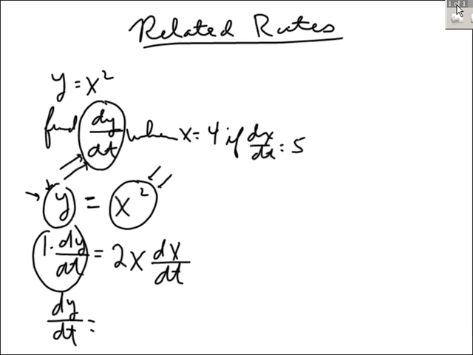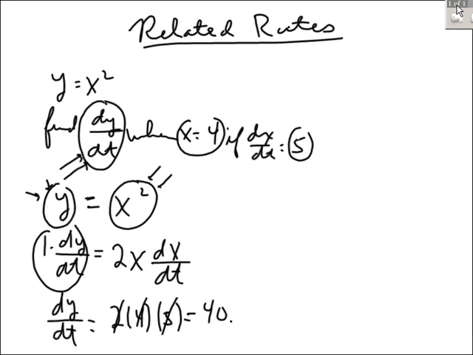And they're telling us x is 4 and dx/dt is 5. So x is 4, dx/dt is 5. 5 times 2 is 10, times 4 is 40. Let's try another one like this. These are the mechanical ones.